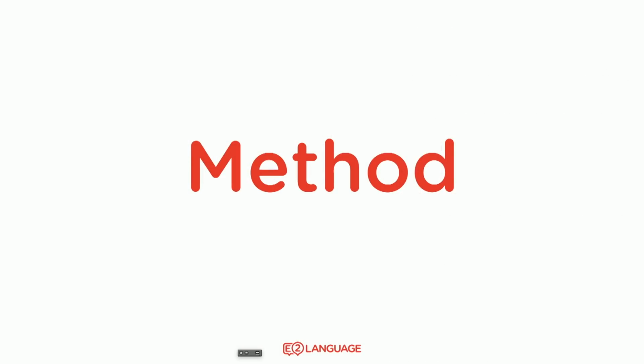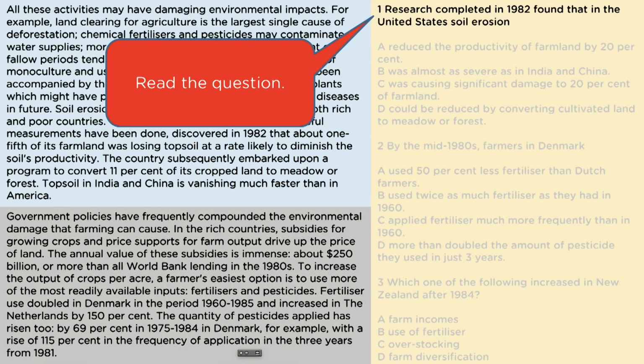But what we want is a method that can help us to select the right answer more efficiently, but also just help us to select the right answer, because that's often very hard in doing this. This is the method. Read the question. Please read this question. Okay. Now what you want to do, after you've read that question and understood it, let's read it. It says research completed in 1982 found that in the United States, soil erosion, what?